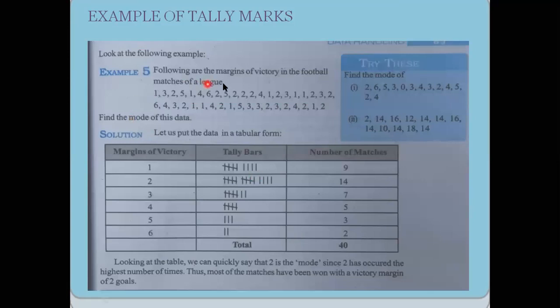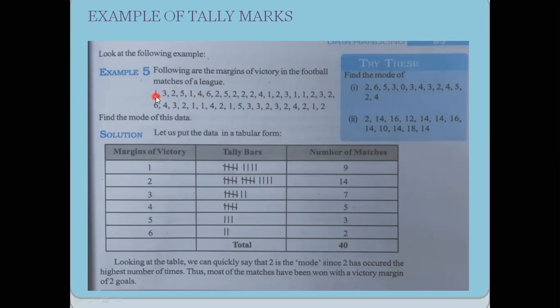See here, the following are the margins of victory in the football matches of a league. So here they have given the data for football matches. Find the mode of this data also. Mode means the number which is repeated the most times, and that is the mode. And how do you arrange this in tally?